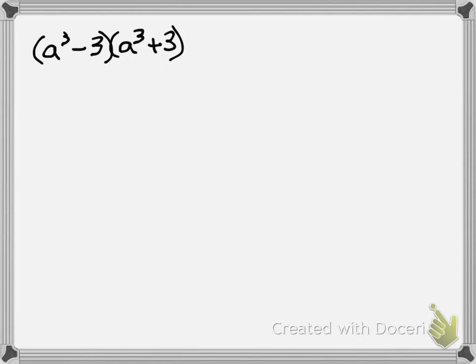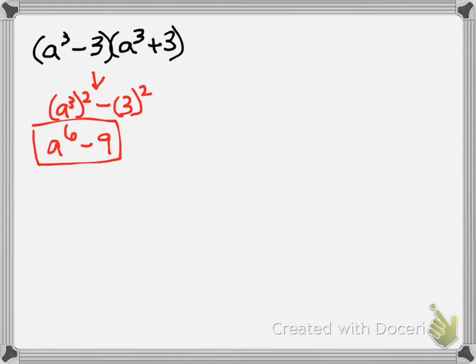So does it meet the criteria that both binomials have the same exact terms? Yeah, they both have an a cubed, they both have a 3. Does it meet the criteria that the signs are different? Yeah. So then we can use this shortcut, so to speak. And the shortcut says take each term and square it and separate them with a minus sign. So a cubed squared is a to the 3 times 2, right? So we get a to the 6 minus 3 squared is 9. Okay?